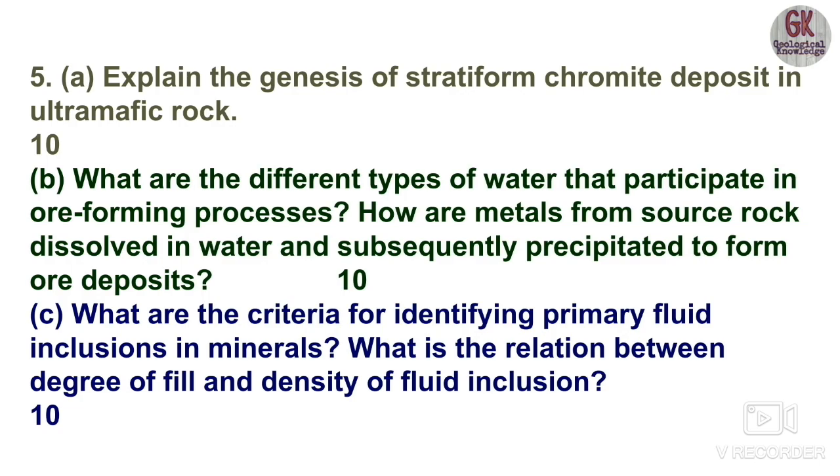5B is what are the different types of water that participate in ore forming processes. Currently I remember the hydrothermal water, or hydrothermal solution. That is one type of water, and its major role is in the ore forming processes. And how are metals from source rock dissolved in the water and subsequently precipitated to form the ore deposits. So their process of formation, that you have to write down.